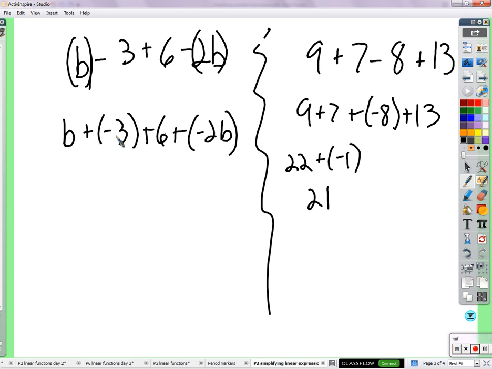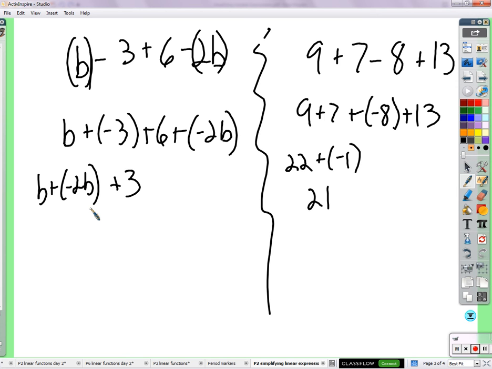I got these two guys here. For one thing, some of you are missing this negative sign and getting 9. It's not 9. It's a negative 3 plus 6. What's negative 3 plus 6? 3. It's positive 3. Okay. I can slide this guy over here. B plus negative 2b plus 3.